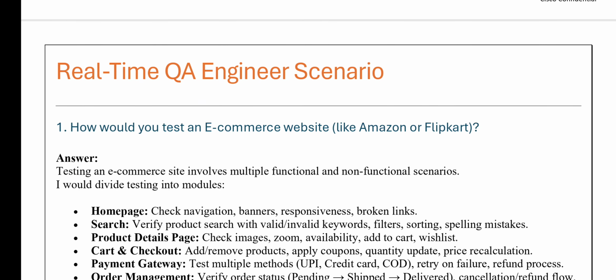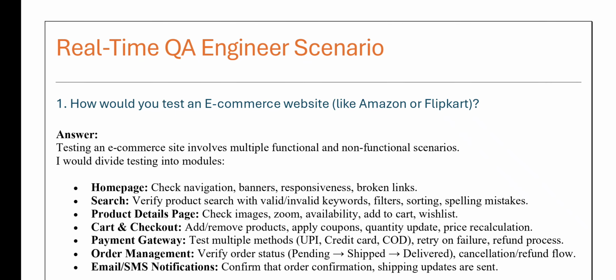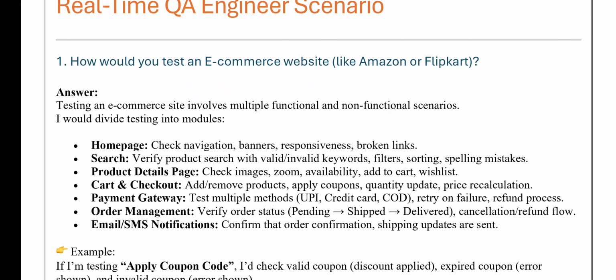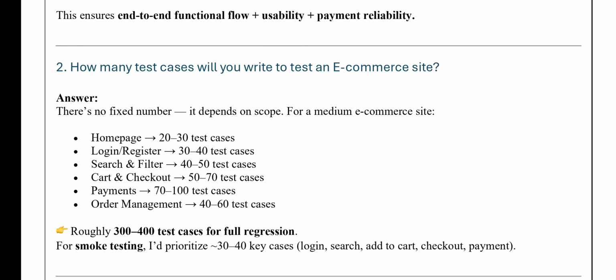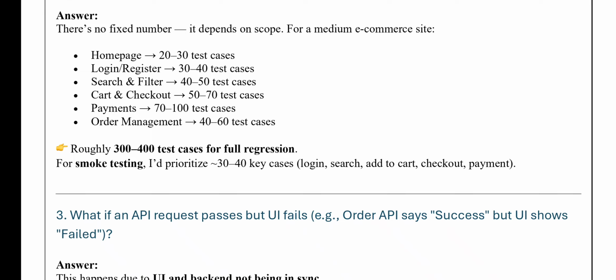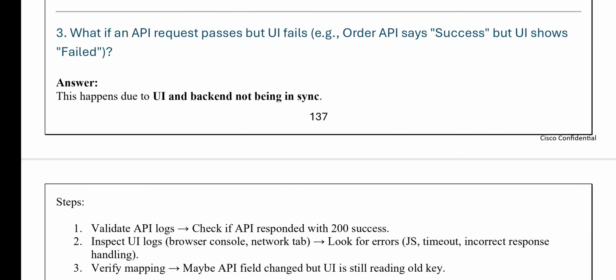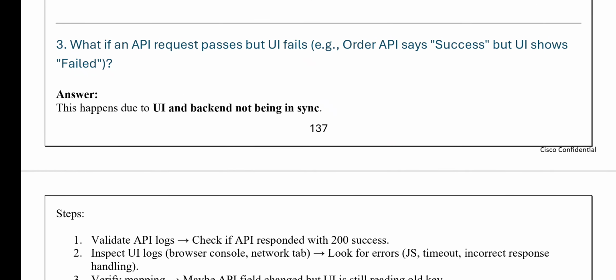Okay, and in the next module we have spoken about the real-time QA engineer scenario. How do you test an e-commerce website like Amazon or Flipkart? How many test cases will you write to test an e-commerce site usually? And then what if an API request passes but UI fails?